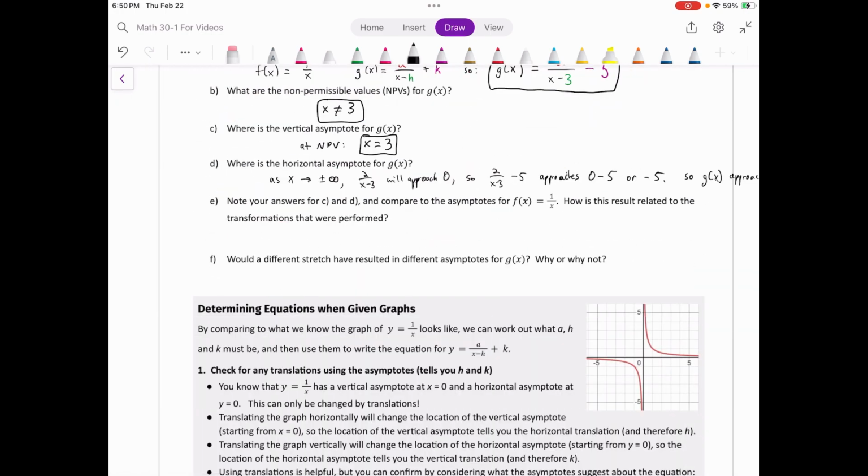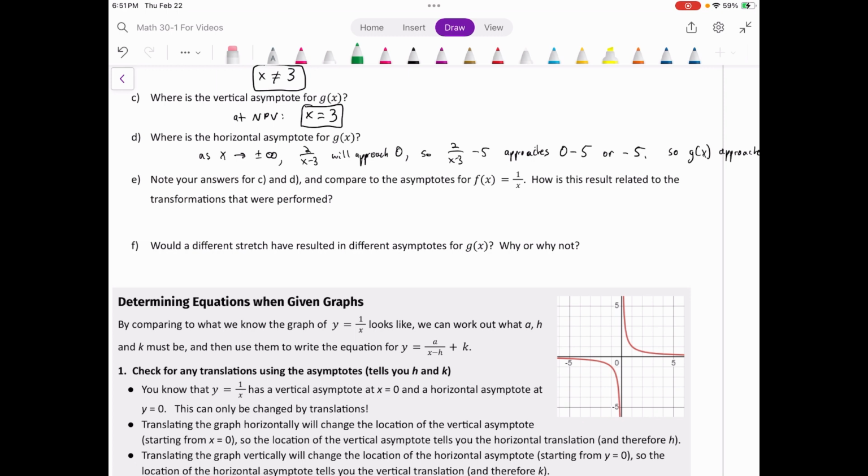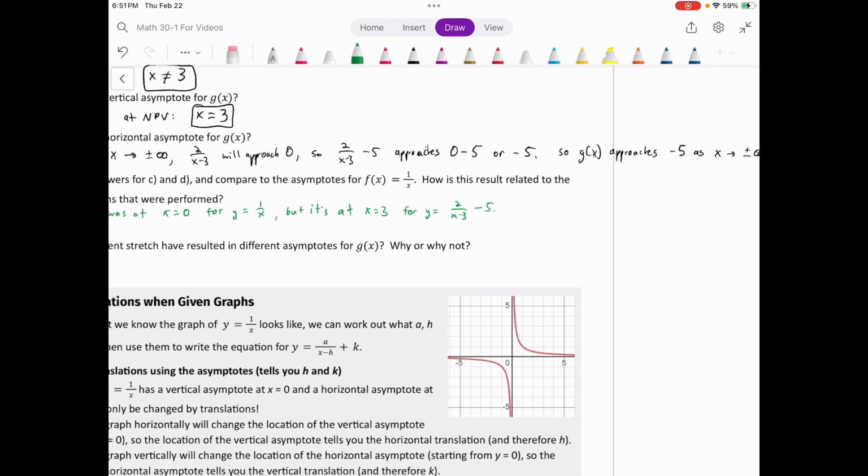Okay, note your answers for C and D and compare to the asymptotes for f of x equals 1 over x. How is this result related to the transformations that were performed? Well, we kind of just talked about that, didn't we? The vertical asymptote was at x equals 0 for y equals 1 over x, but it's at x equals 3 for y equals 2 over x minus 3, minus 5, right? Makes sense. We shifted it 3 units right. Makes sense.